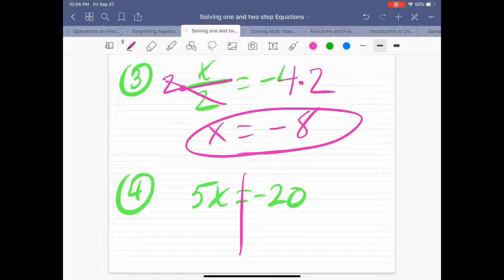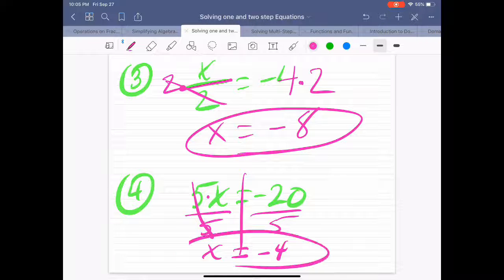Number 4, you have 5x equals negative 20. The first thing you have to realize is that this 5 and this x are being multiplied. So the inverse operation is division, so you divide both sides by 5. 5 divided by 5 is 1, so bring down your 1x. Negative 20 divided by 5 is negative 4.